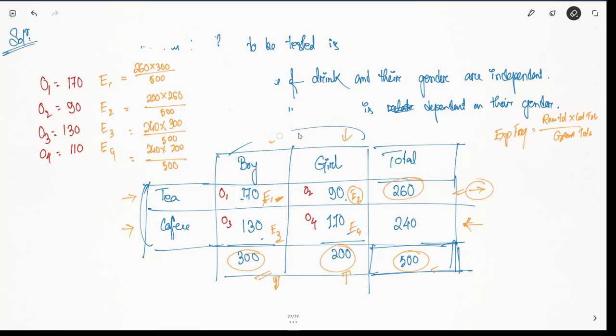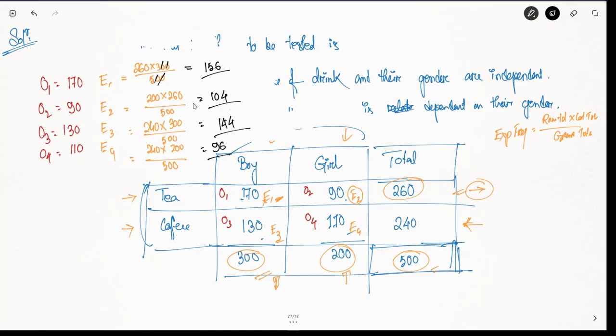So what are the values? If I simplify this, on simplification we get these values of the expected. E1 is 156, E2 is 104, E3 is 144 and E4 is 96. So these are the observed values 170, 90, 130, 110. These are the expected values, right? So now that we have observed and expected, we can go to the next step.